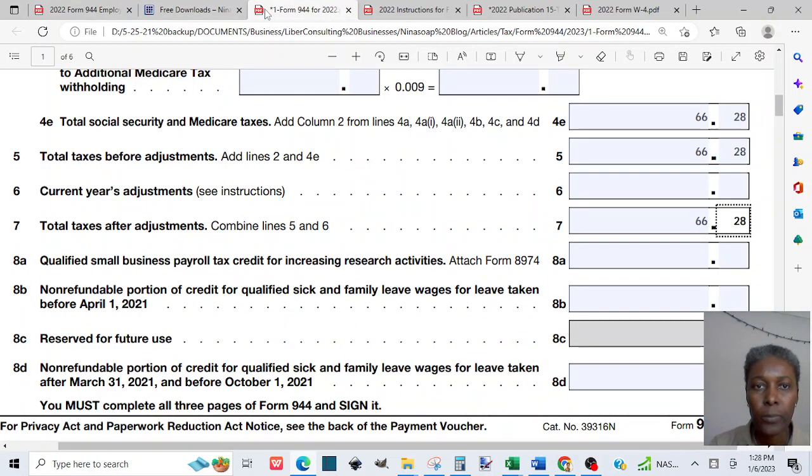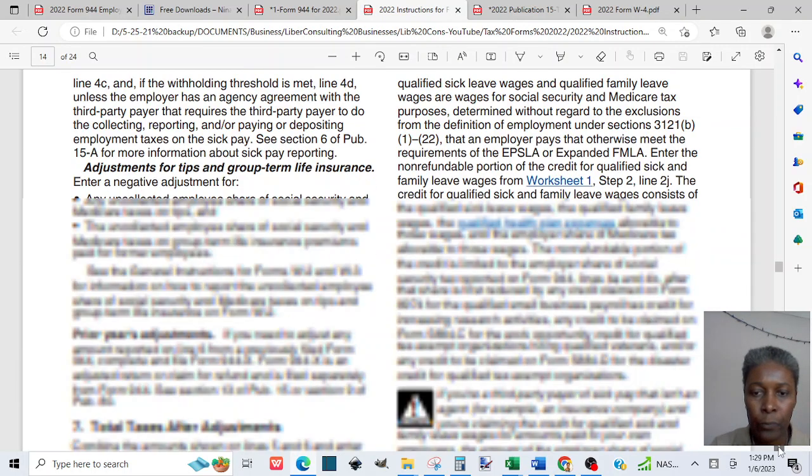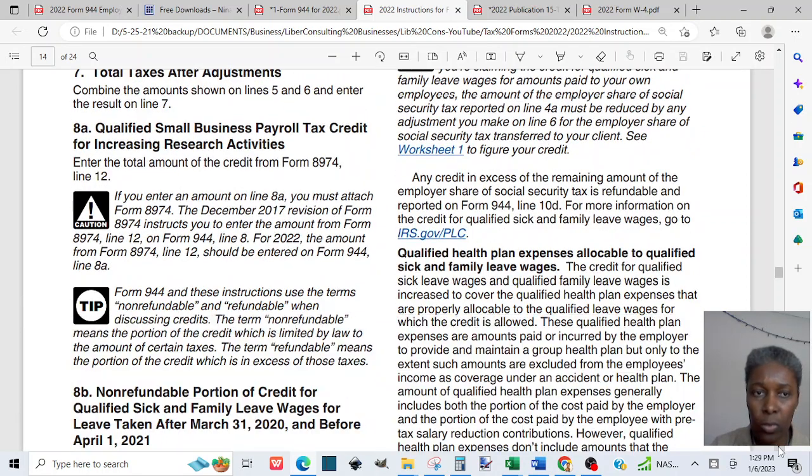Okay, so qualified small business payroll tax credit. I'm not going to go too much into refundable and non-refundable credits, but if any of it applies to you, to your business, please read the instructions related to the credit to see how you will claim it.